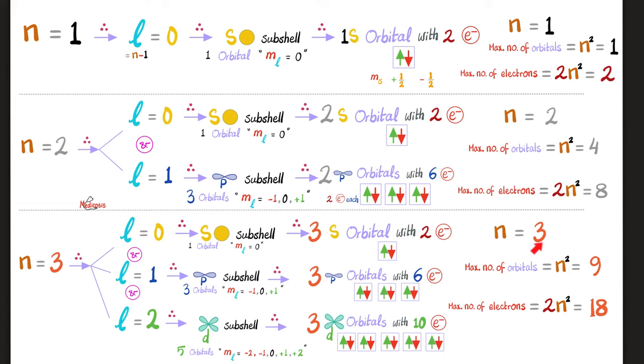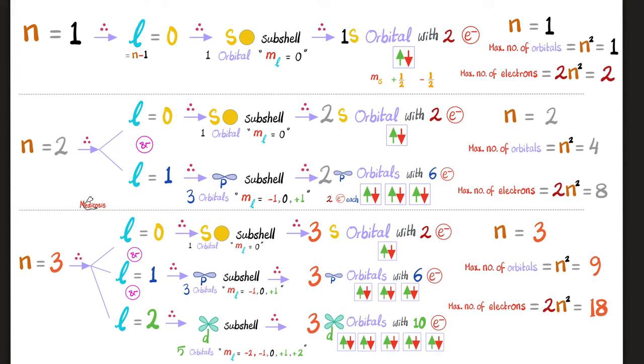So let's review the third shell. When the shell number is 3, what's the maximum number of orbitals? 3 squared is 9. Here is 1, 2, 3, 4, 5, 6, 7, 8, 9 orbitals. How many electrons maximum? 2 times 9 is 18. 1, 2, 3, 4, 5, 6, 7, 8, 9, 10, 11, 12, 13, 14, 15, 16, 17, 18 electrons.